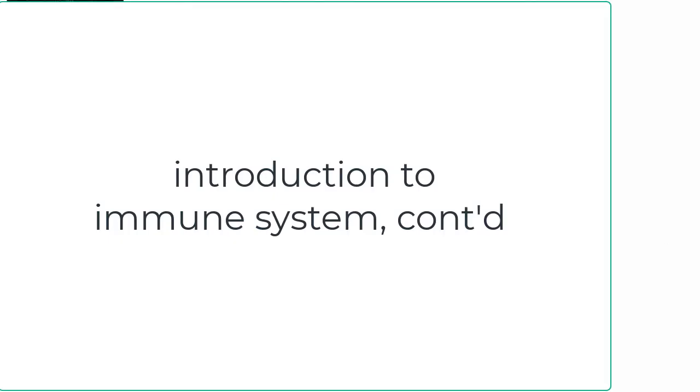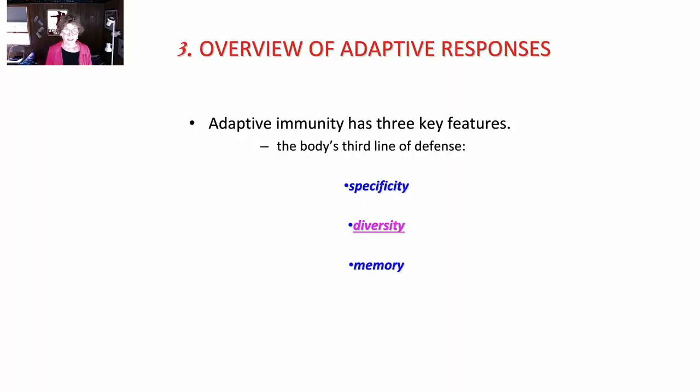We looked at the physical and chemical barriers at the surface of the body. We've looked at the innate immune response, and we'll go over these again, and please ask questions. And then if the pathogen has not been destroyed by these first two systems, then the adaptive immune response is triggered. And the adaptive immune response has three key features.